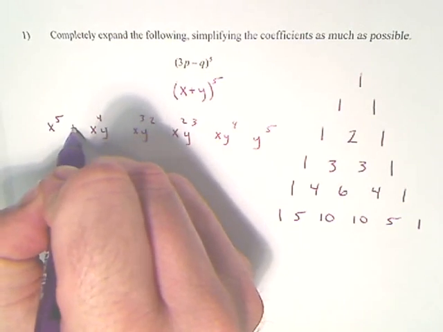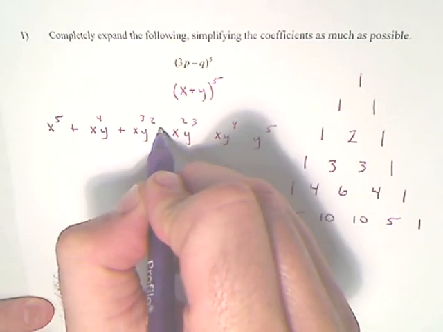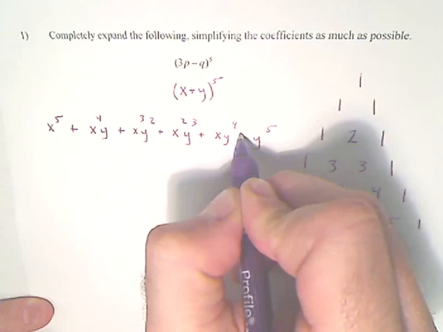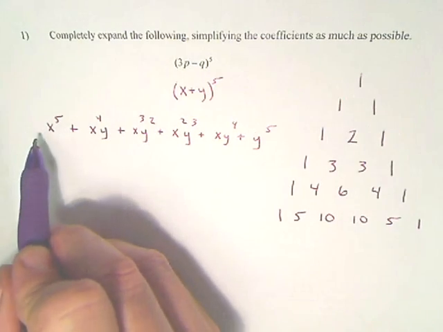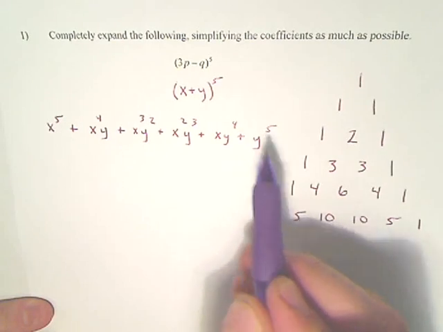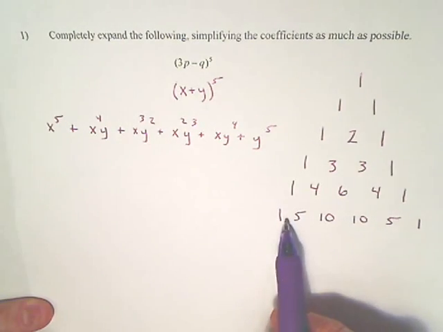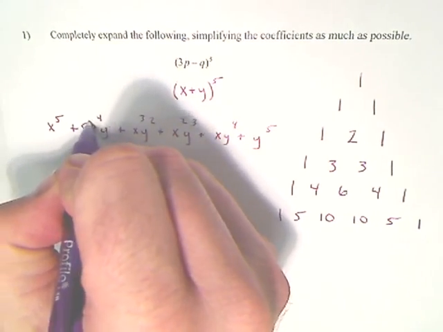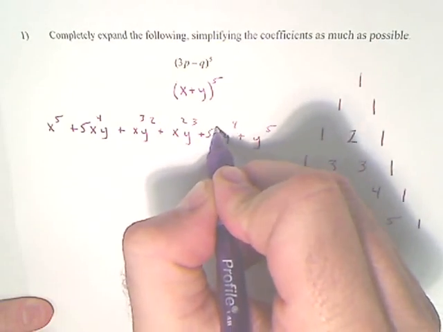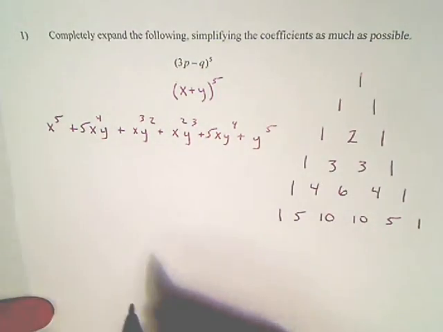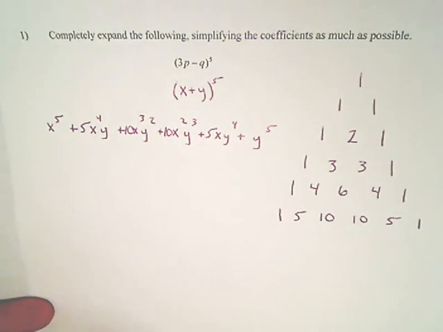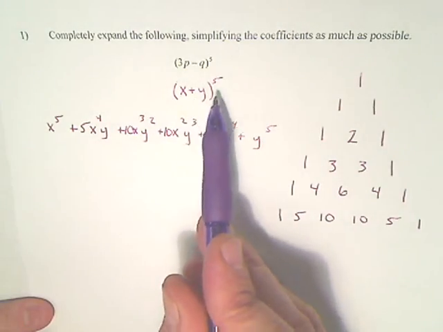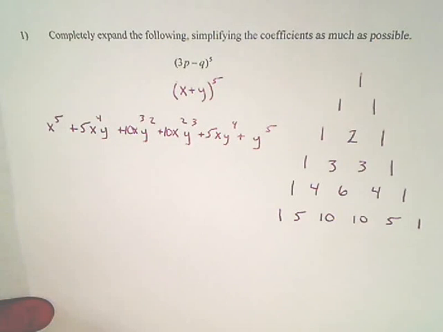So I'm going to go back and insert my plus symbols and copy the coefficients from this row. It starts with 1, it ends with 1, that's these particular ones. The second number is a 5, the second to last number is a 5. The middle two here in this case are 10s. So this would be the expansion of x plus y to the 5th power.